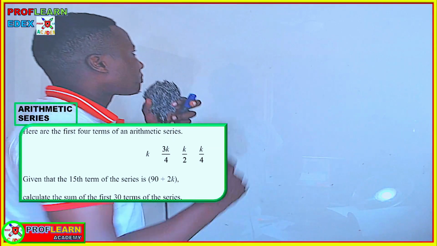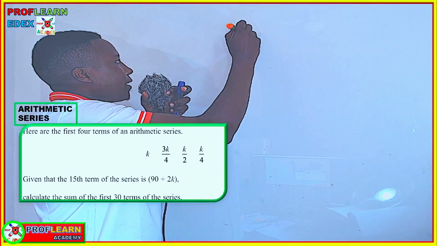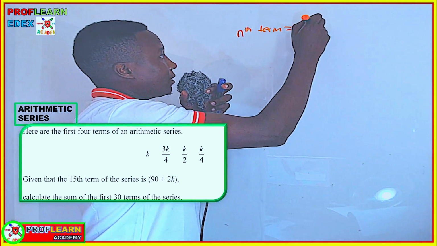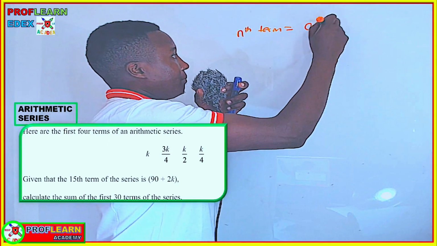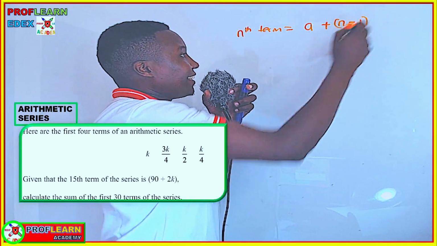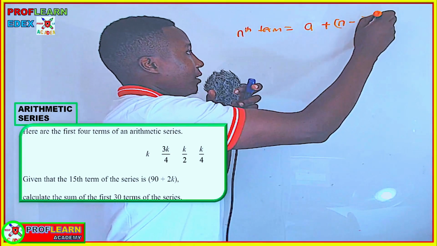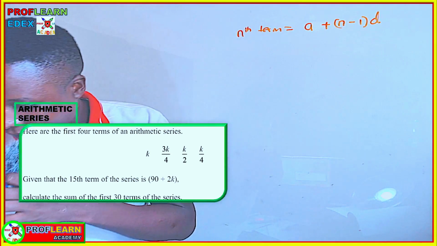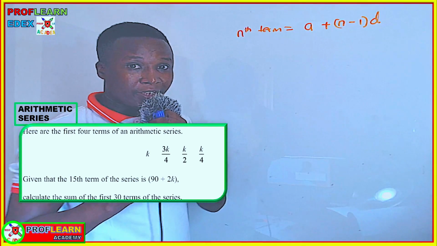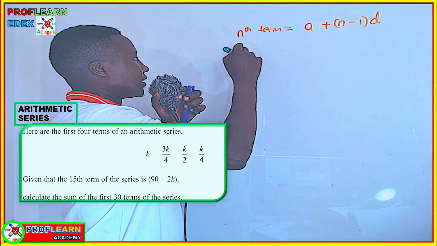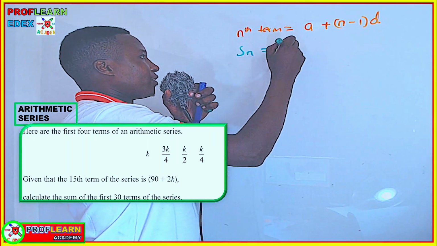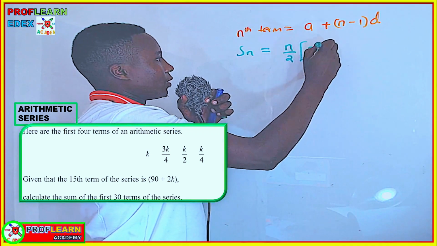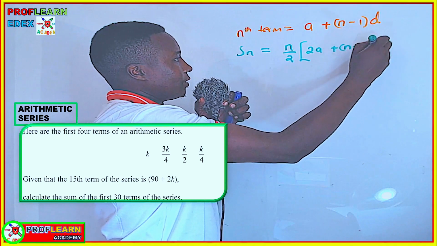I lower the height. So we're going to say the nth term is given by the formula a, where a is the first term, plus n minus 1, where n is the number of the term that you're trying to find, into d, where d is the common difference. This is one of the most important formulas that you need in this topic. The second one is the sum of n terms, which is given by n over 2 into 2a plus n minus 1 into d.